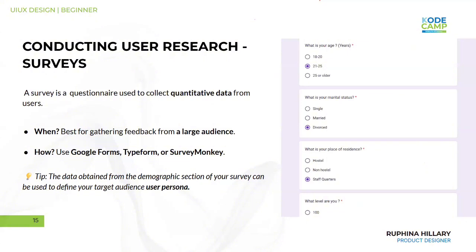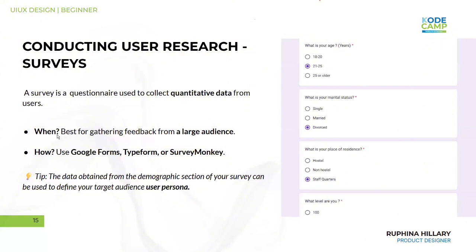So when do we use surveys? Surveys are best for gathering feedback from a large audience. And how do we use surveys? We use Google Forms, Typeform, or SurveyMonkey. These are different applications that we can conduct surveys on. In our next class, we would create a form. We would do this process hands-on, the whole survey thing.